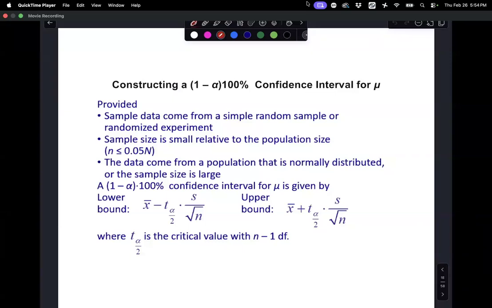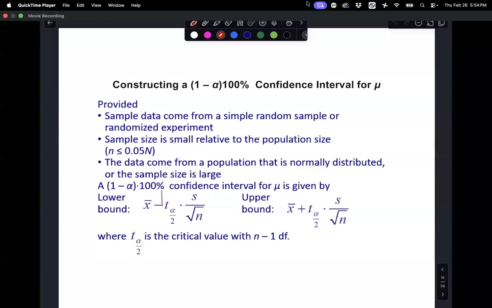So we're going to use mean plus or minus. This right here is my margin of error. The critical value is going to be the t value for alpha divided by 2. So if my alpha is 0.05, you'll use 0.025. You divide it in half. Important thing here, I'm going to actually highlight this.